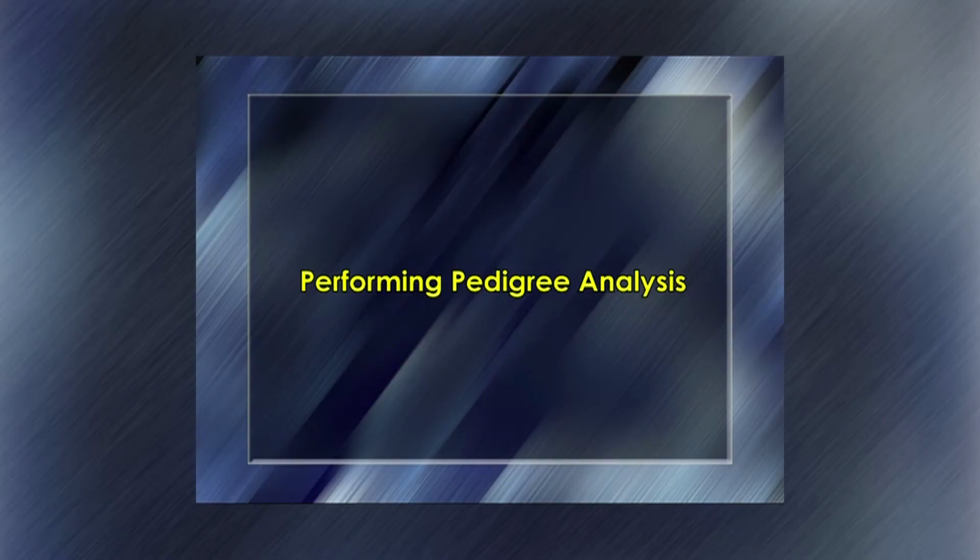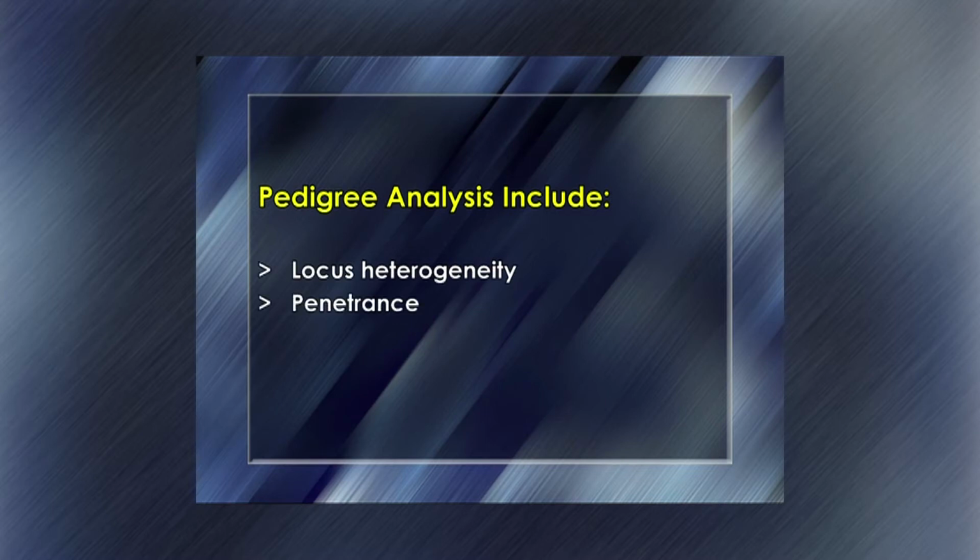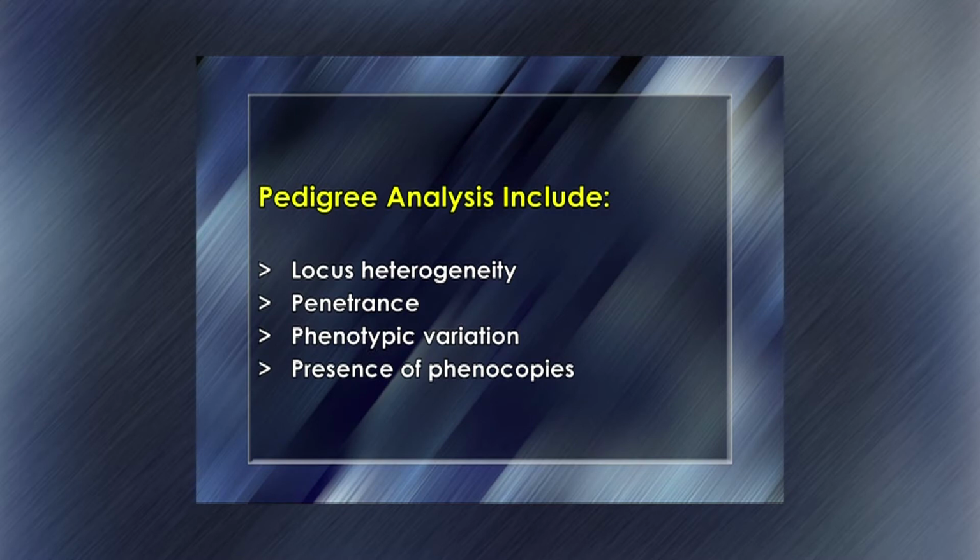Now, moving ahead, let us discuss how to perform pedigree analysis. Genetic pedigree analysis is concerned more and more with the search for genes that play a role in very complicated disease pathways. For complex diseases, it is the case that a single gene may act in concert with additional genes or environmental exposures. Pedigree analysis includes these attributes, that is locus, heterogeneity, penetrance, phenotypic variation, and the presence of phenocopies.